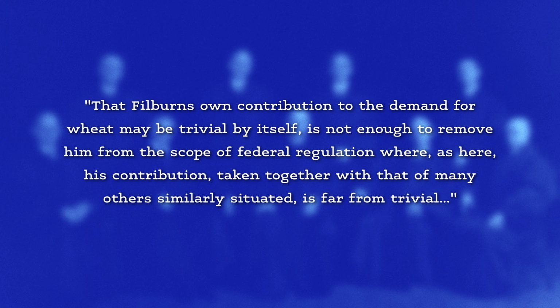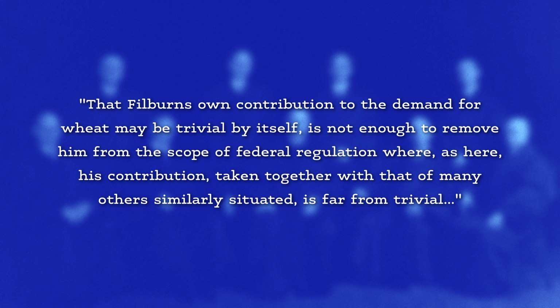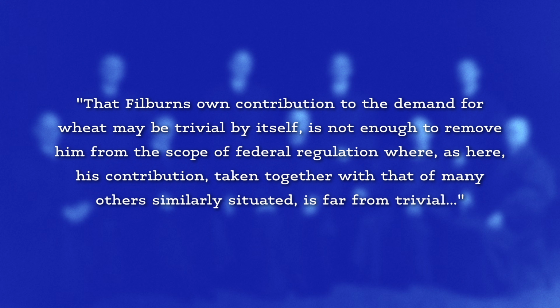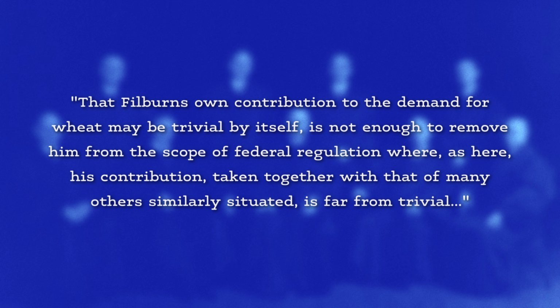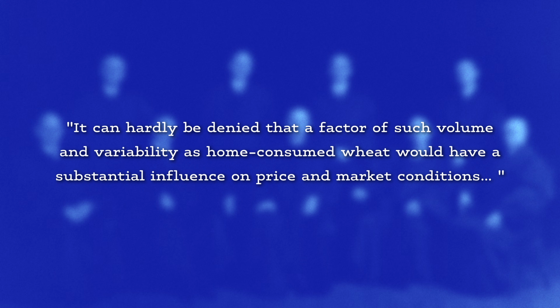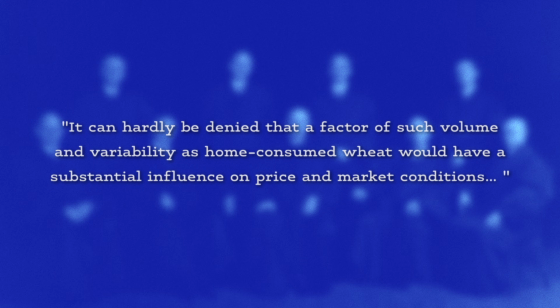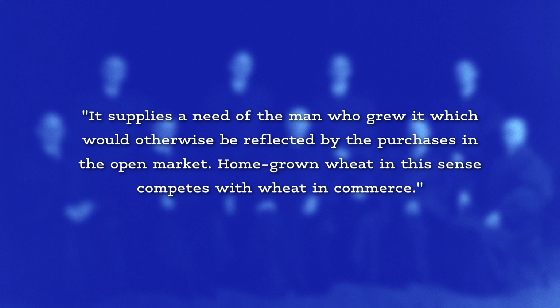So what did the Supreme Court do? They came up with one of the worst ideas they've ever had, and it's this idea called aggregation. The aggregate principle of interstate commerce effectively says this, and they say this in the ruling, that Filburn's own contribution to the demand of wheat may be trivial by itself. It is not enough to remove him from the scope of federal regulation, where, as here, his contribution, taken together with that of many others similarly situated, is far from trivial. It can hardly be denied that a factor of such volume and variability as home-consumed wheat would have a substantial influence on price and market conditions, and it supplies a need of the man who grew it which would otherwise be reflected by the purchases in the open market.